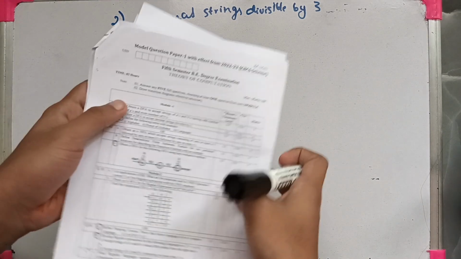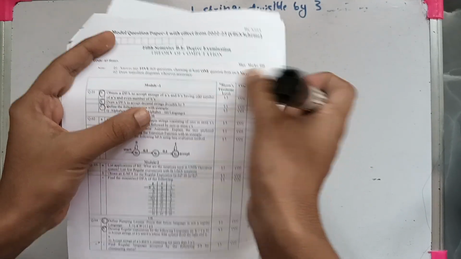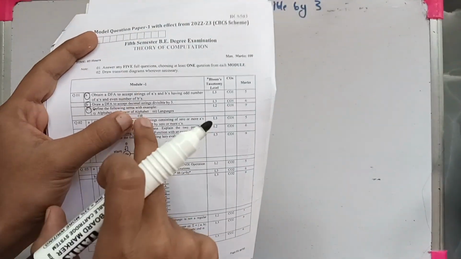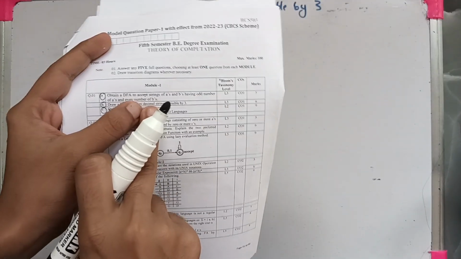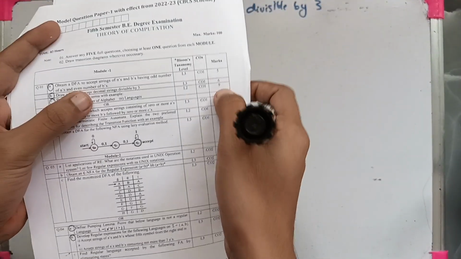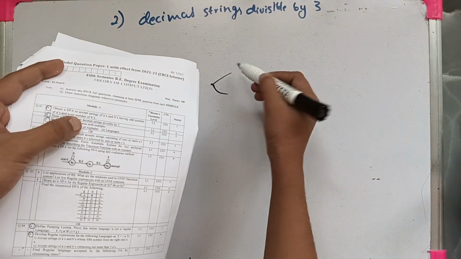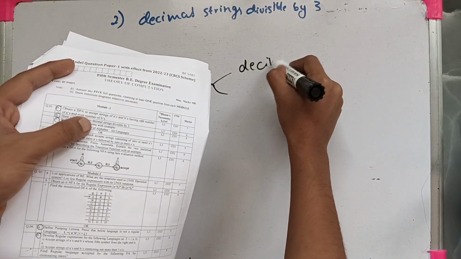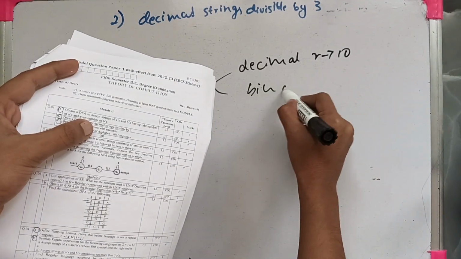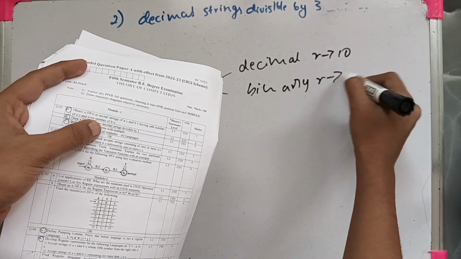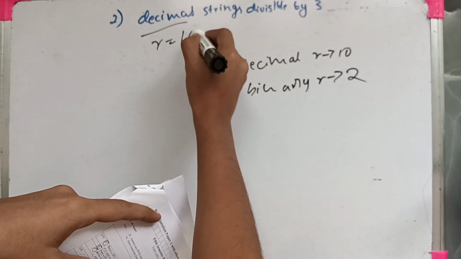So question number 2: draw DFA to accept decimal strings divisible by 3. In the question they mentioned decimal, that implies that this is a question from the divisible by k problem. Okay, they may ask two types of problems. If they say decimal, then your radix becomes 10. If they ask binary number, then your radix becomes 2. Okay, in this question it is decimal, so r is 10.